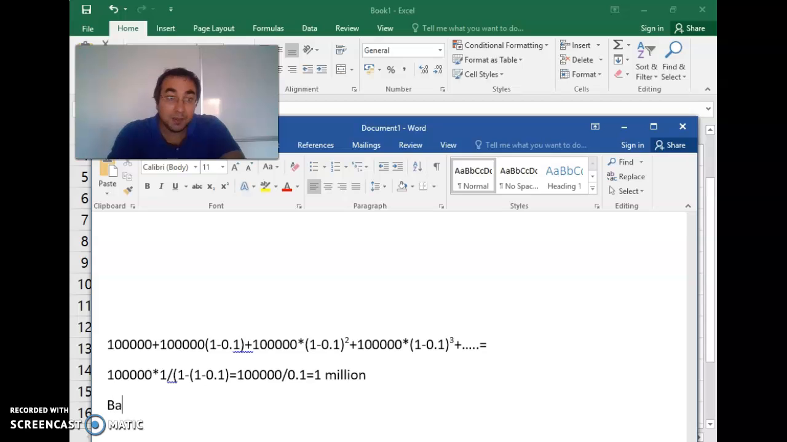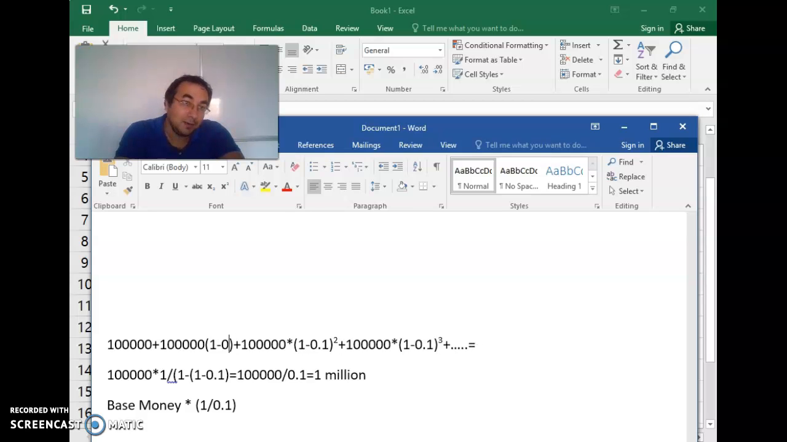So the initial base money becomes multiplied by 1 over 0.1. What was this 1 over 0.1? It was the reserve ratio. So basically, we could easily change all the 0.1s with the reserve ratio.